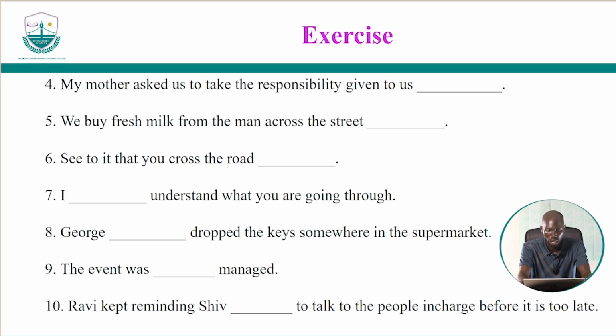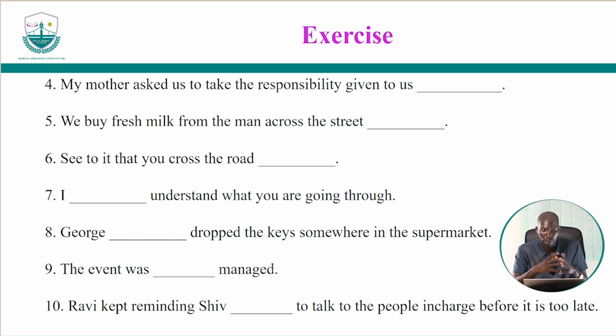Number 8 says, George dash dropped the keys somewhere in the supermarket. Do you say accidentally? Do you say poorly? Do you say purposefully? Do you say seriously, carefully? Whatever you think, pick one of the adverbs of manner. How did George drop the keys somewhere in the supermarket? is the question you ask yourself. And then you get the answer from those given words. The next question says, the event was dash managed. Do you say, how was the event managed? Carefully, well, poorly, purposefully, accidentally, seriously, repeatedly? Pick one and use it for answering the 9th question.